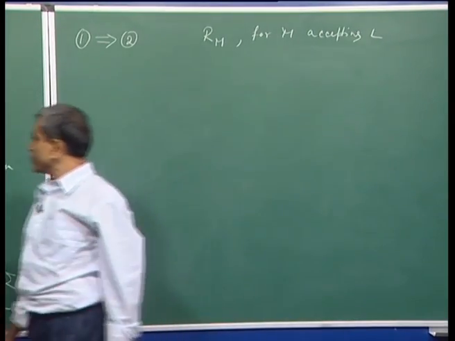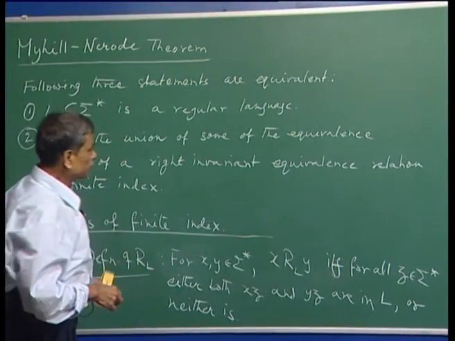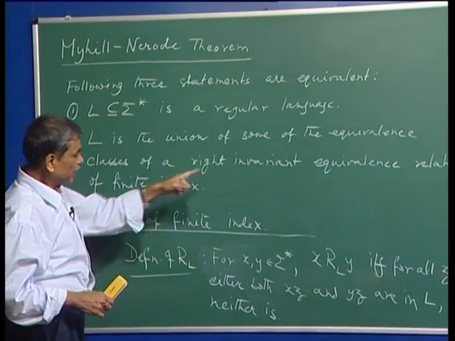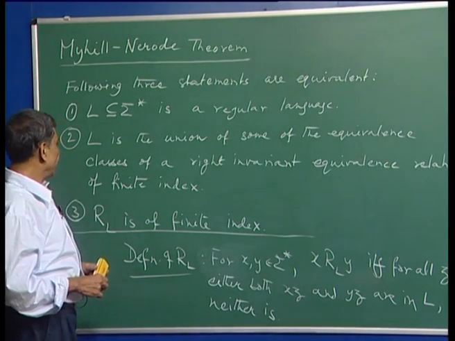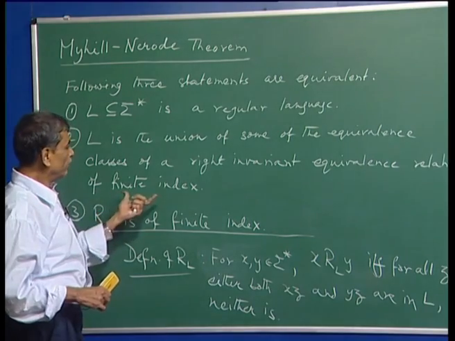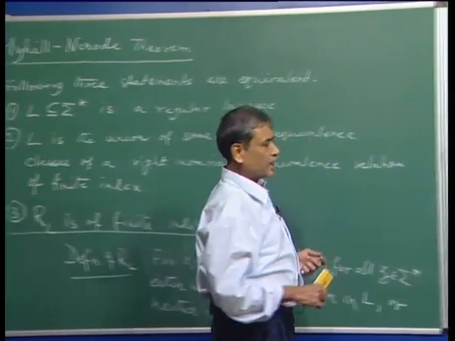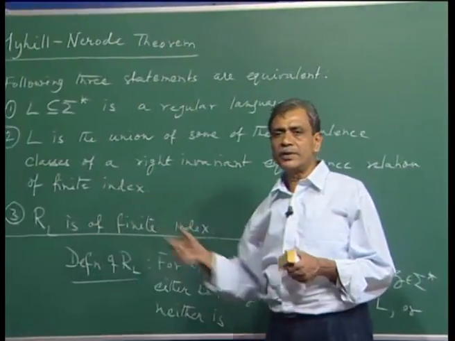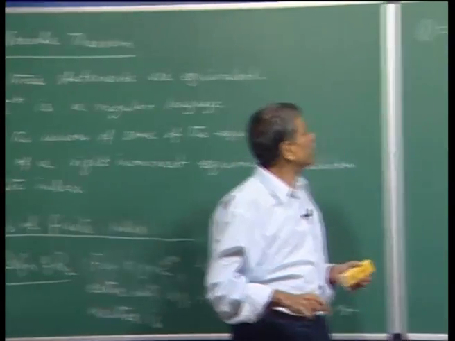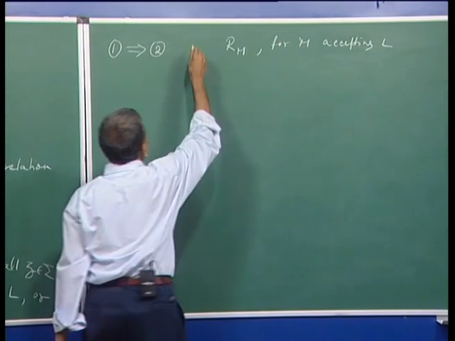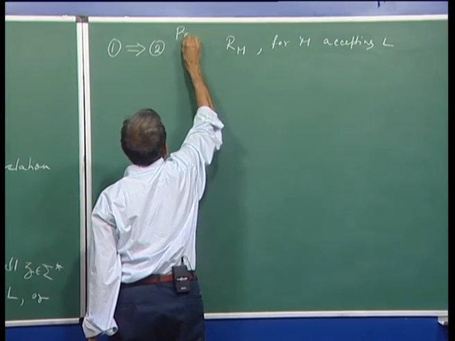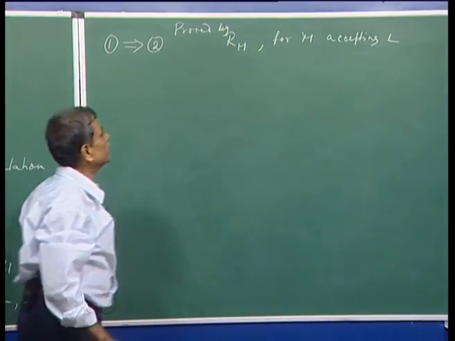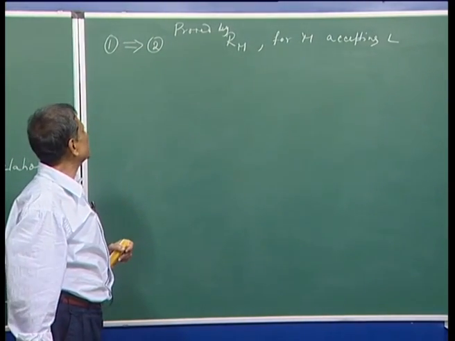we found that of course it was an equivalence relation, and R_M, that equivalence relation, was right invariant. We proved that, and it had finitely many equivalence classes, so therefore it is of finite index. And of course, the language is the union of some of its equivalence classes. So 1 implies 2 is proved by just considering the equivalence relation R_M.